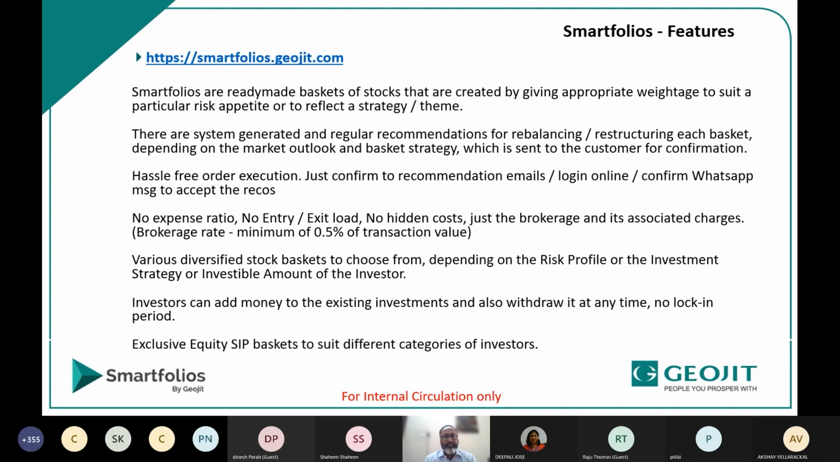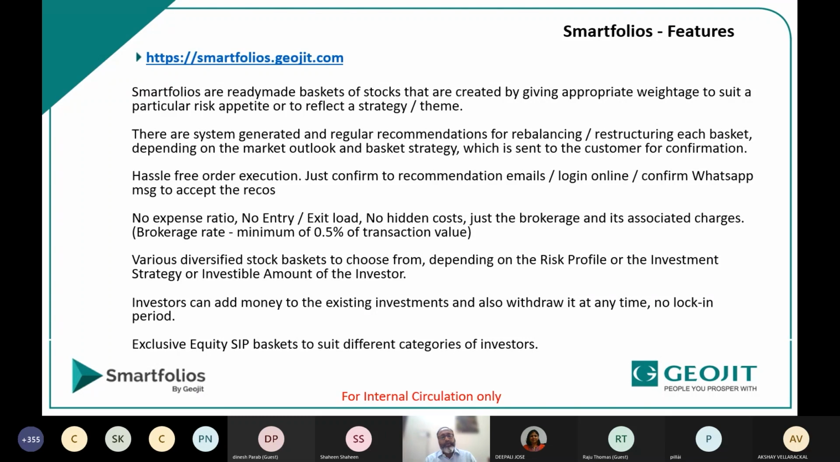We have a diversified stock basket. So even if you have multiple stock baskets from Smartfolios, rest assured each basket will have a different thought process behind it. It could be in terms of risk appetite, it could be in terms of strategy, it could be in terms of the objective of the fund. Each basket, we have tried to ensure, is different from the other. So you can even have multiple baskets from Smartfolios. You do not need to restrict yourself to one basket.